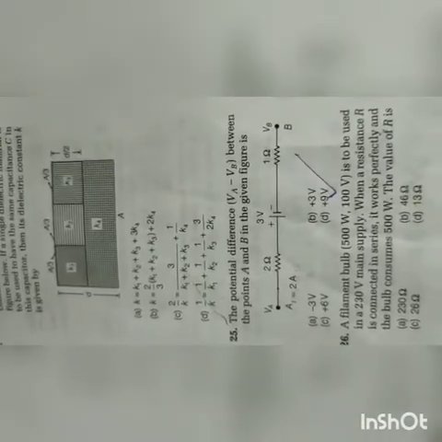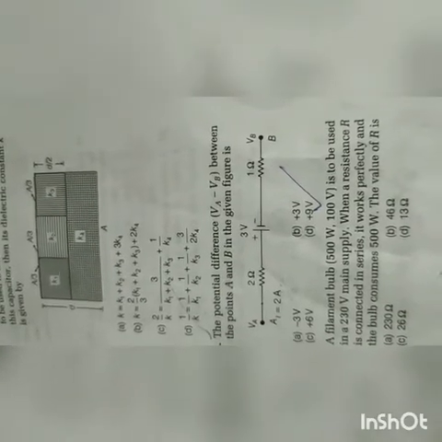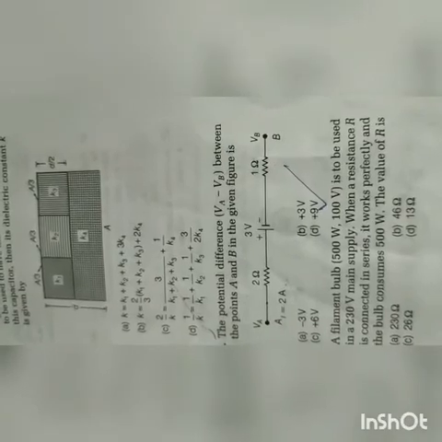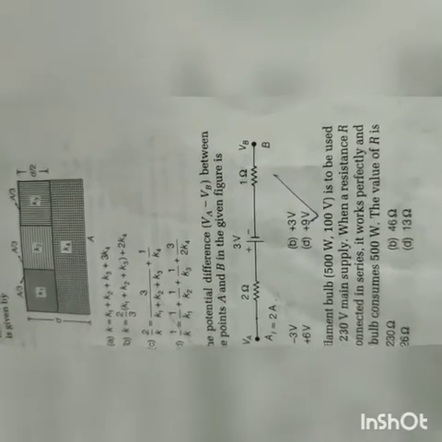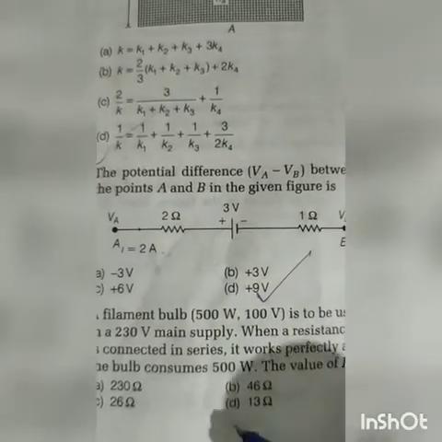Now question number 26. The filament bulb 500 watt 100 volt is to be used in a 230 volt mains supply when a resistance R is connected in series. It works perfectly and the bulb consumes 500 watt. The value of R is... So here see our correct option, 26 ohm.